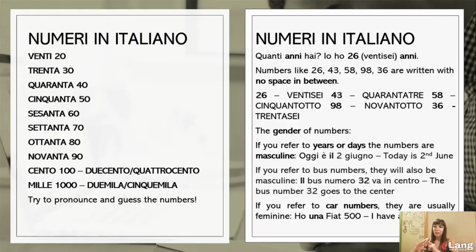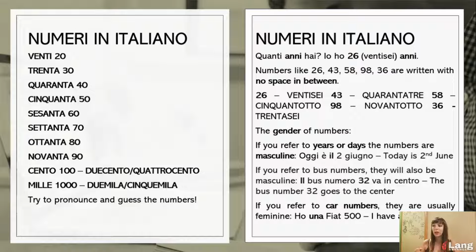Always remember the numbers are usually written attached. So you just build them and you attach them all together. So 200 will be duecento and 400 will be quattrocento and so on. 1000, as I said in the beginning, means mille and you can use it to say thanks a lot. Grazie mille. 1000 is the only number that changes in plural.